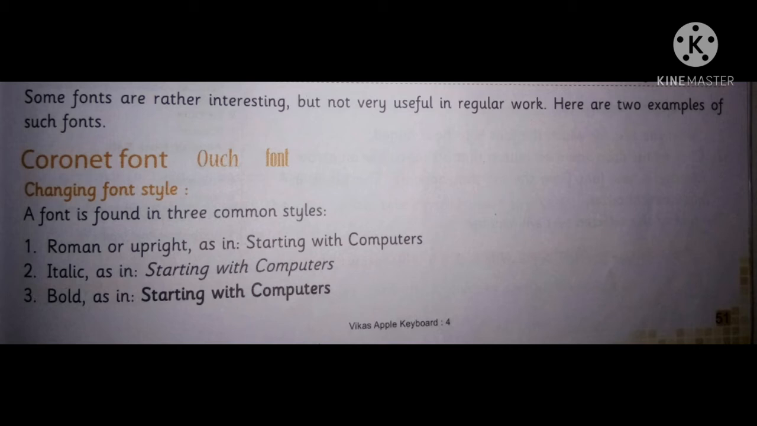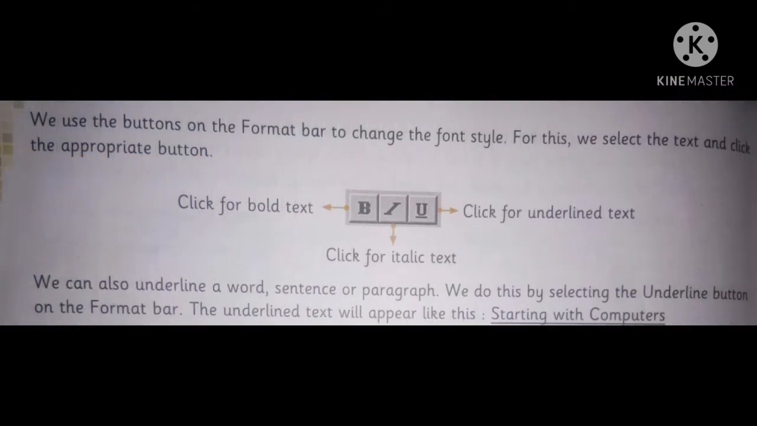Changing font style. A font is found in three common styles. First, Roman or upright, as in starting with computers. Second, italic, as in starting with computers. Third, bold, as in starting with computers. We use the buttons on the format bar to change the font style. For this, we select the text and click the appropriate button.